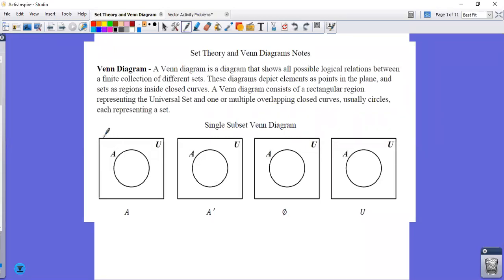But if you have a Venn diagram, the box will represent the universal set.